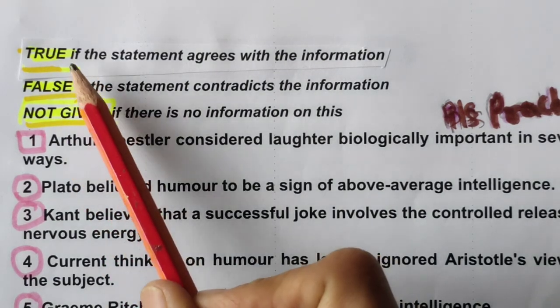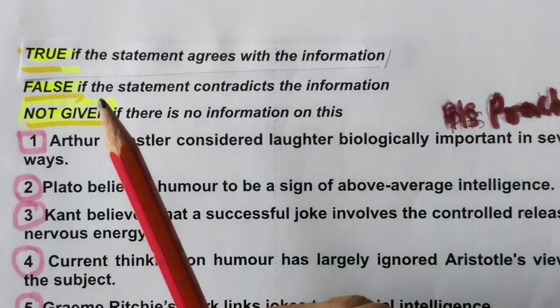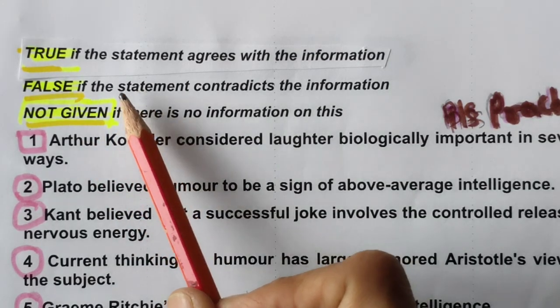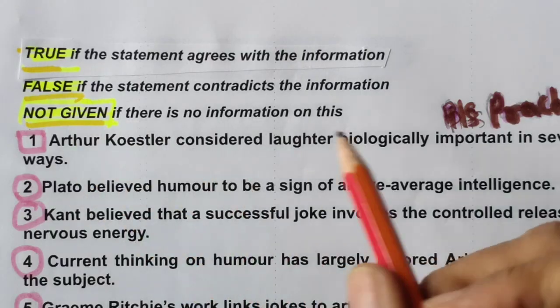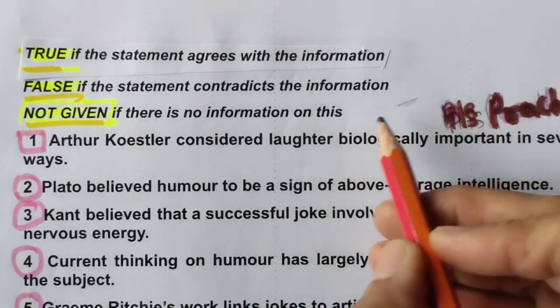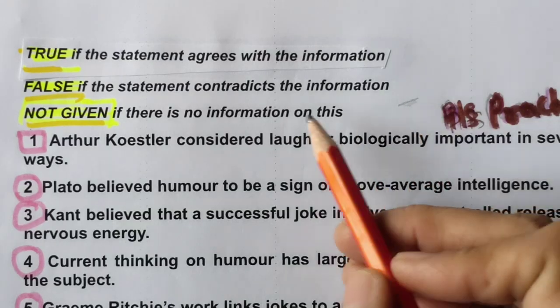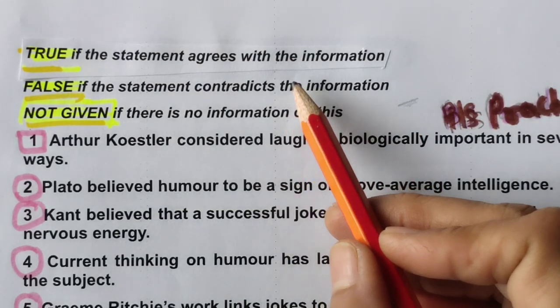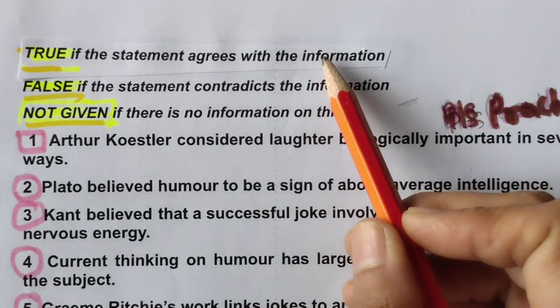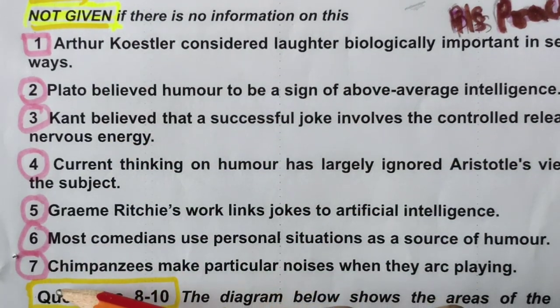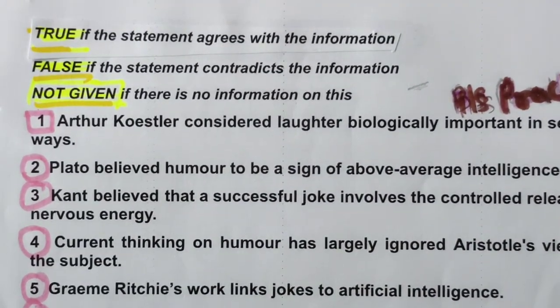As you can see, true, false, not given. Most IELTS test takers have doubt regarding whether the statement is false or not given. Only a thin line is there between false and not given. I will be explaining why the statement is not given, why the statement is false, along with true sentences also. So we will be solving statements 1 to 7 for this exercise, true, false, not given.